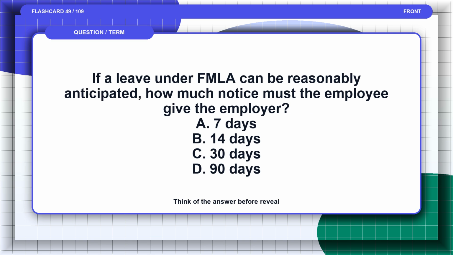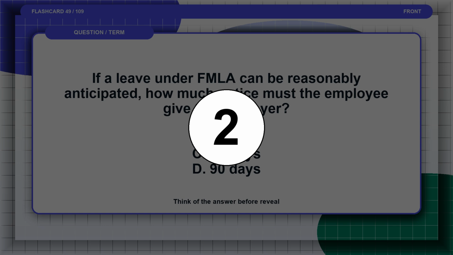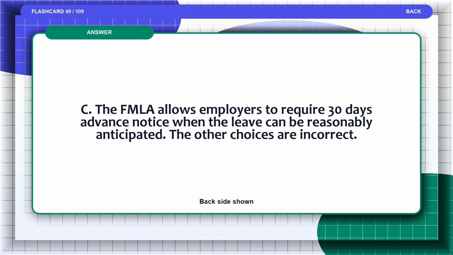Flashcard 49. If a leave under FMLA can be reasonably anticipated, how much notice must the employee give the employer? A. 7 days, B. 14 days, C. 30 days, D. 90 days. Pause and think of the answer before the reveal. The answer is C. The FMLA allows employers to require 30 days advance notice when the leave can be reasonably anticipated. The other choices are incorrect.